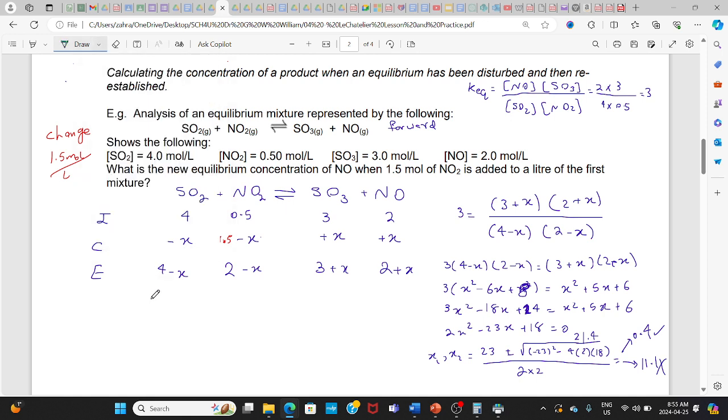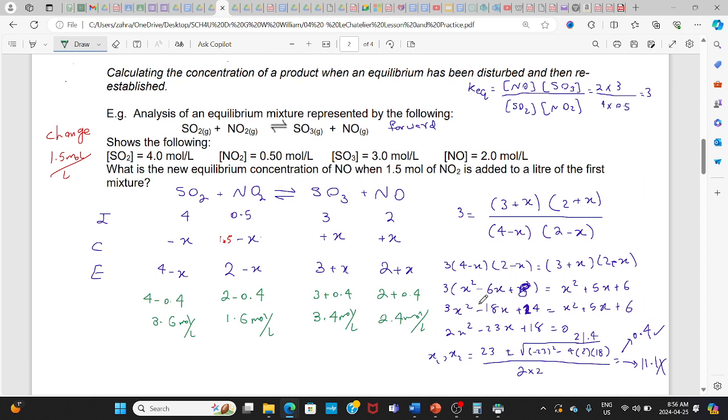Here, 4 minus 0.4, 2 minus 0.4, 3 plus 0.4, and 2 plus 0.4 would be 3.6, 1.6, 3.4, 2.4. It's going to be mole per liter, right? So these are the concentrations at equilibrium. Now, what is the new equilibrium concentration of NO? We need to, yeah.